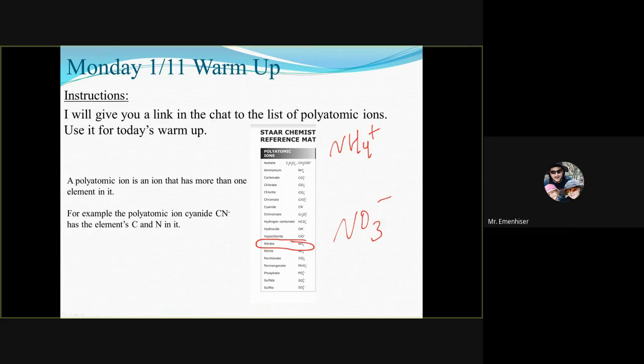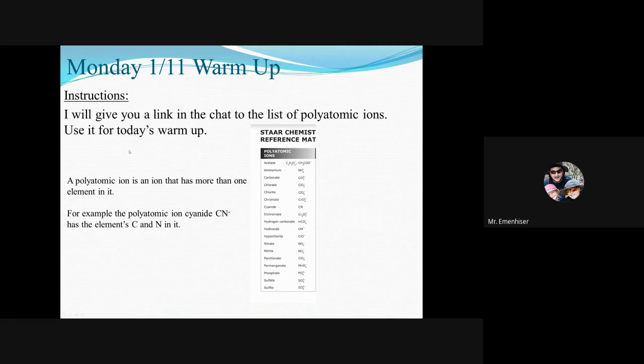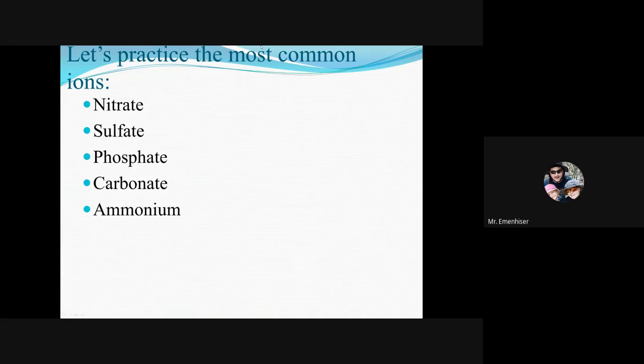Now, if it's a 2, like carbonate, we're going to put 2 minus. A lot of times we just write them backwards. That just means that the whole thing has a -2 charge. We just write it backwards, so don't let that confuse you. All right? So let's write these formulas.